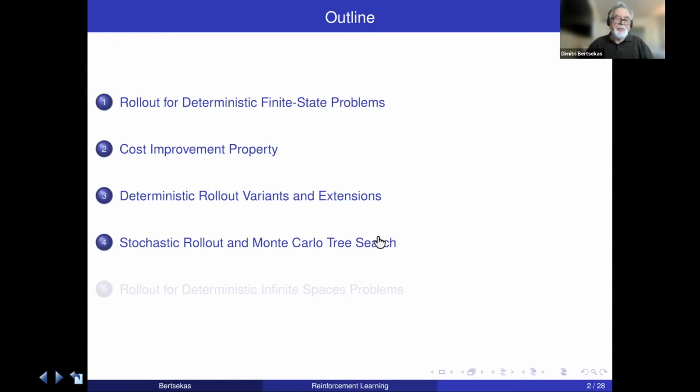Then we're going to take a break and go into stochastic rollout algorithms and the method of Monte Carlo Tree Search. And I'm going to use here a video clip from last year's course. And finally, we're going to talk about rollout for problems that involve infinite state space and infinite control space, in which case the finite state methods that we gave earlier are very cumbersome. And we're going to discuss alternative methodologies that will also lead into the model predictive control design schemes that we're going to discuss in more detail in the next lecture.